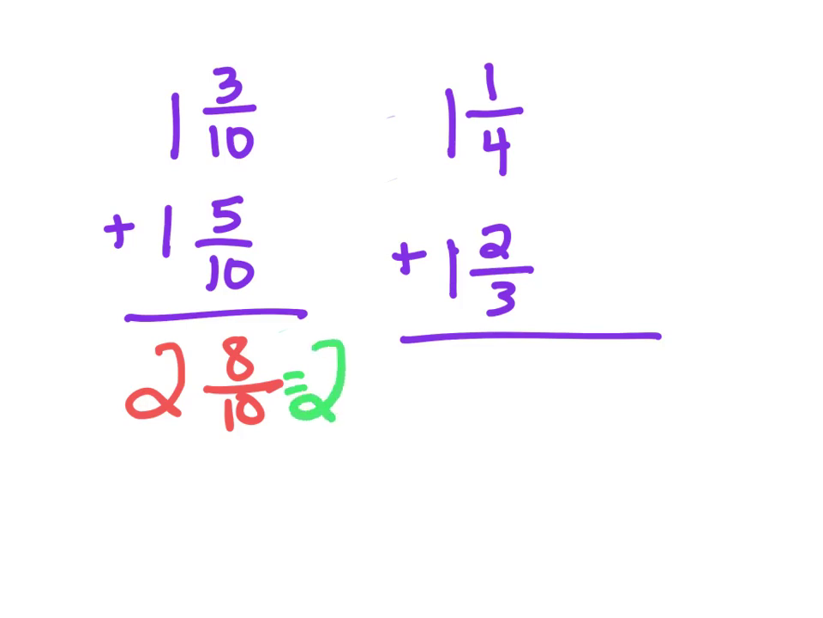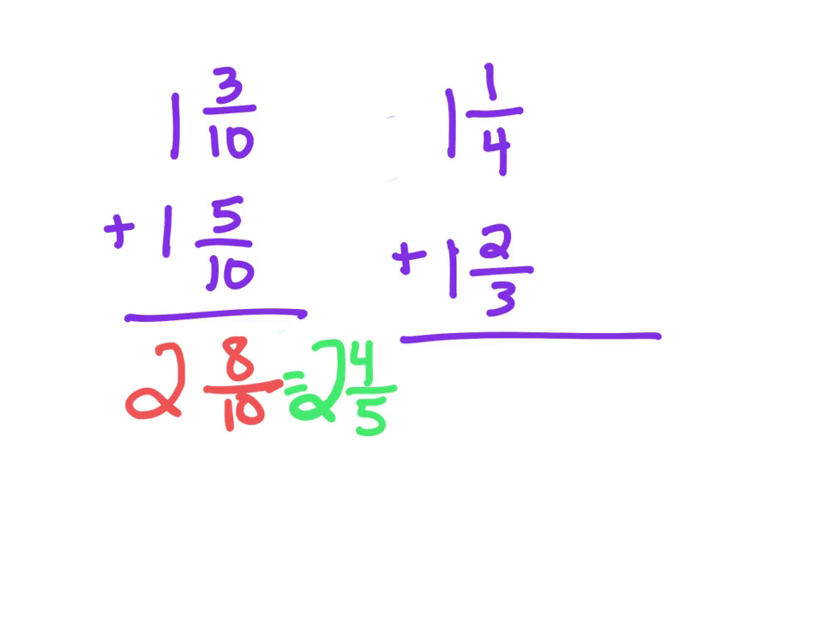We do not simplify the whole number. And 8/10, they're both even and they're divisible by 2. So 8 divided by 2 is 4. And 10 divided by 2 is 5. So our final answer is 2 4/5.